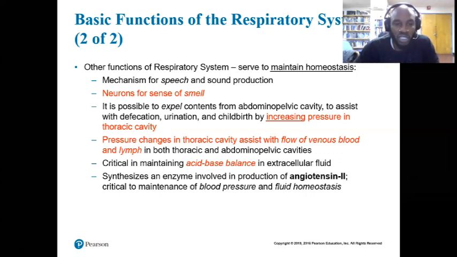We also have neurons for your sense of smell, your olfactory sense, being able to smell different things, which can also play an important role in life.